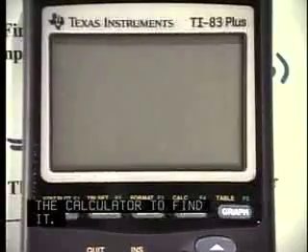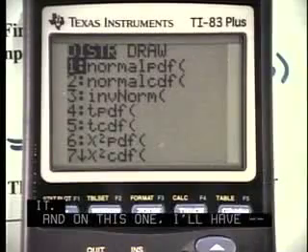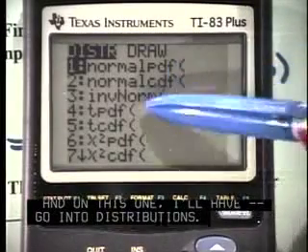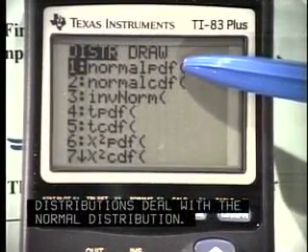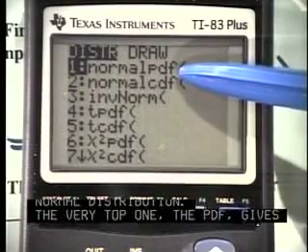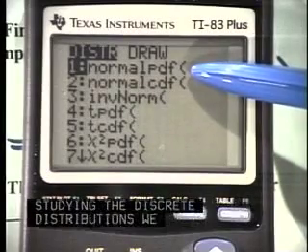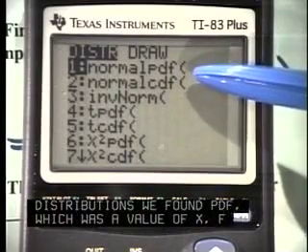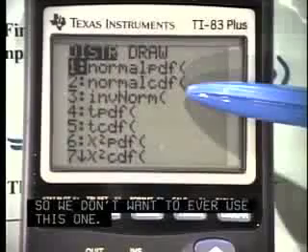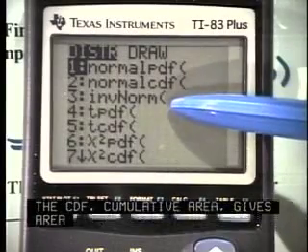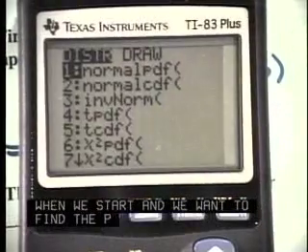On this one, I'll go into distributions. And now you see that the top three distributions deal with the normal distribution. The very top one, the PDF, gives a value on the curve. So even though when we were studying the discrete distributions, we found PDF, which was a value of x, for the normal, we're actually getting a value on the curve. So we don't want to ever use that one. The CDF, cumulative area, gives area between two values. And the inverse normal is for when we start and we want to find the percentiles. So I'm going to do the second one here.